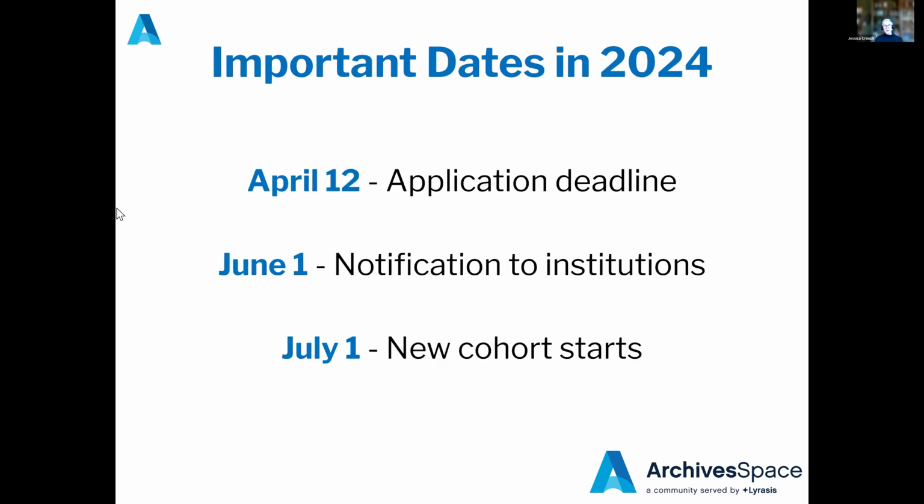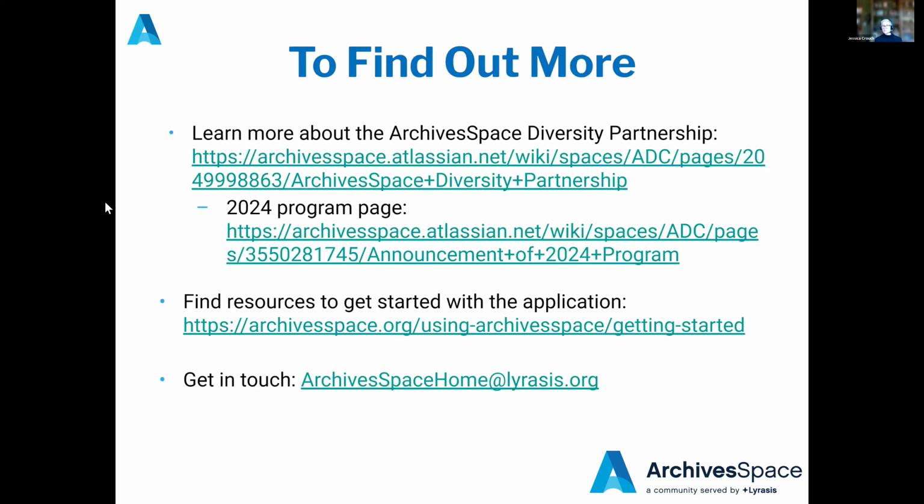Next slide. All right, so important dates. The application deadline is April 12th. So if you would like to apply for the partnership, please submit your application by April 12th. And then June 1st, we'll notify selected institutions that they've been selected to be part of the partnership. Between April 12th and June 1st, we may be in contact, like we said, to ask some follow-up questions, but we will be making selections by June 1st. And then July 1st, the new cohort starts.